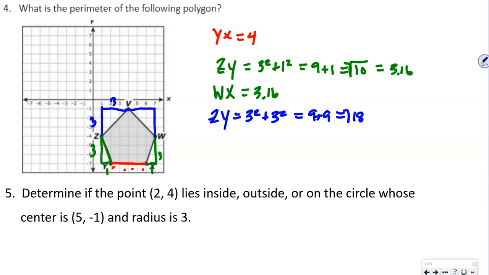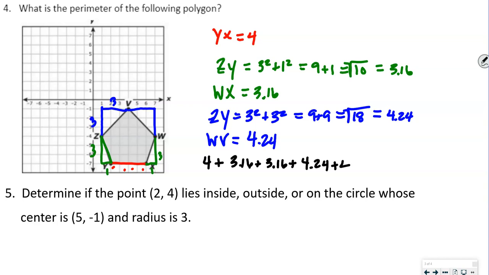So that's going to be 18, and that's going to be the square root of 18. So when we take the square root of 18, that's approximately 4.24. And again, you should see that WV, however you want to say it, is also 4.24. So once again, what we're going to do is add all these sides together. So we're going to add 3.16 plus 3.16 plus, and actually we started with the 4. The 4.24 plus the 4.24. Again, perimeter means the distance around the outside of an object. Okay, so when we add all those together, we get 18.8 units.